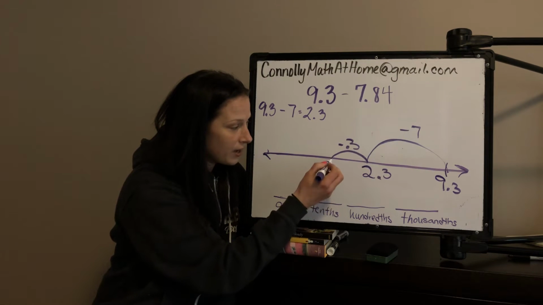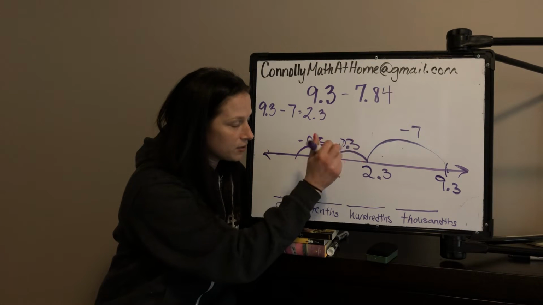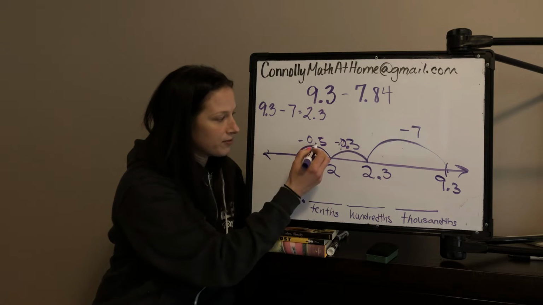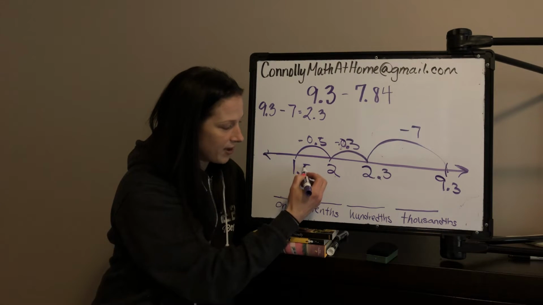So now I can subtract those 5/10. I'll put a 0 here to make that a little more clear what's going on. 0 2 minus 0 5/10 would get us to 1 5/10.